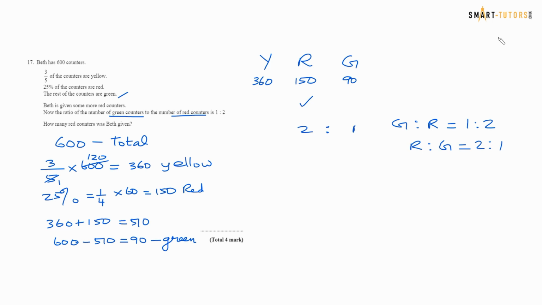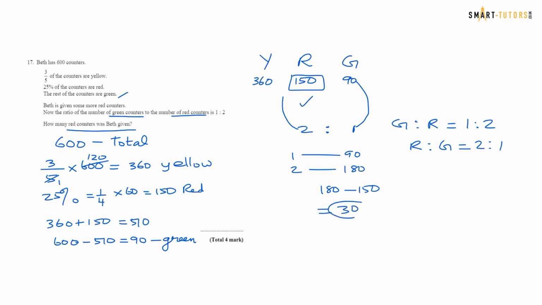Now they are asking how many red counters Beth was given. So 90 is one portion, which means 2 portions should be 180. 150 is already there, so she must have been given 30 more counters. 180 take away 150 is 30. So 30 counters is the final answer for question number 17.